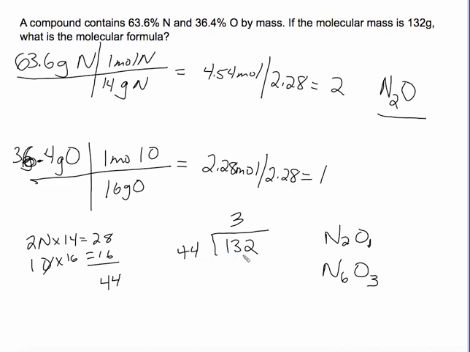And then once you figure that out, you can just take your empirical formula and multiply it by whatever multiple it is. Now one way you could check it is you could do 6 times 14, that's for nitrogen, plus 3 times 16, and if you do that, that should equal the 132 number. And so that's how you can figure it out. All right, that's it for that video there.